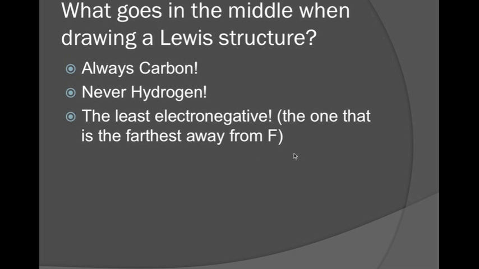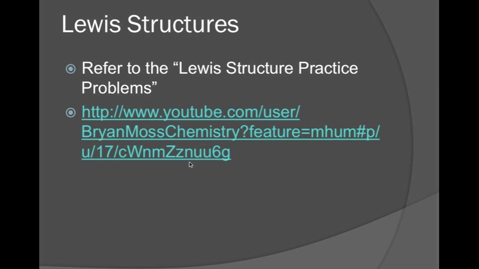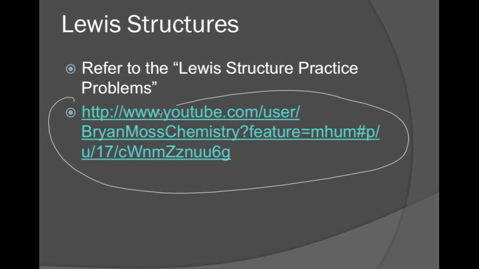Now, when we're looking at Lewis structures, we need to know what goes in the middle. Remember that carbon always goes in the middle of a Lewis structure. Hydrogen will never go in the middle. And if we don't have hydrogen or carbon, which we can put on the outside, then we always put the least electronegative in the middle, meaning the one farthest away from fluorine. If you have any questions on Lewis structures, guys, there's a good video on YouTube. Just paste that in there and look at a video on Lewis structure practice problems.